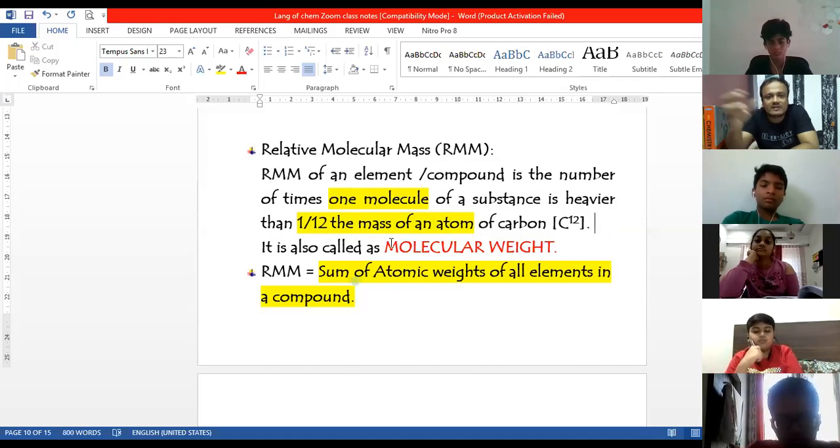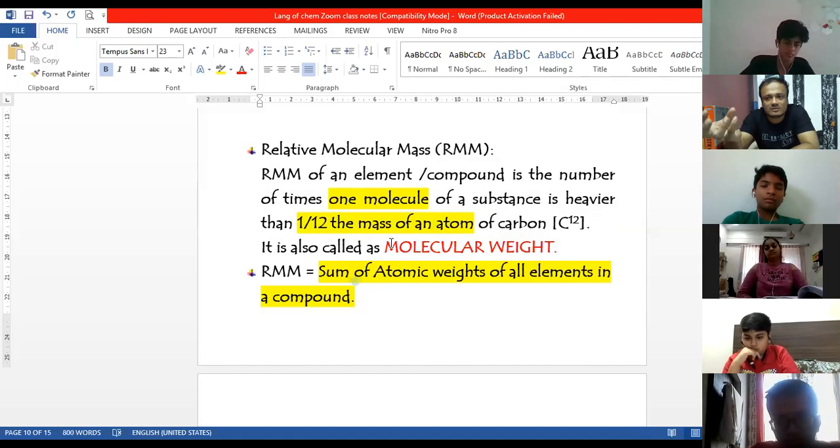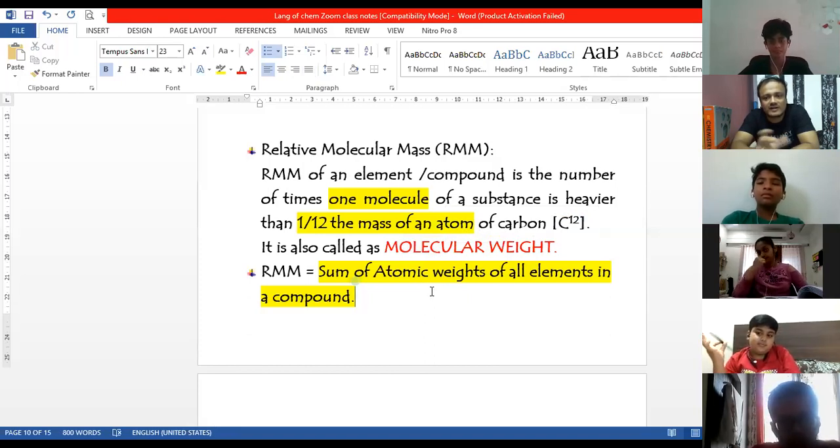Okay, so if I'm finding the relative molecular mass of, say, carbon dioxide, carbon dioxide is a molecule. So if I take one molecule of carbon dioxide, I relate it to 1/12 the mass of an atom of carbon, and I get the relative molecular mass of carbon dioxide. It is also called molecular weight. Similarly, relative atomic mass is also known as atomic weight. That is considered weight only when we have the weight expressed in grams. And RMM is found out by taking all the atomic weights of the elements in that compound and adding them up. Say if I'm taking carbon dioxide, I'll be taking the atomic weight of carbon plus the atomic weight of oxygen.